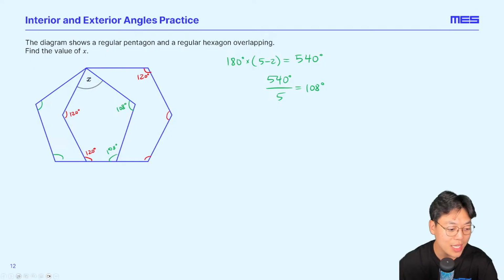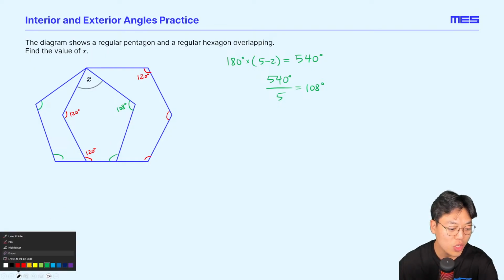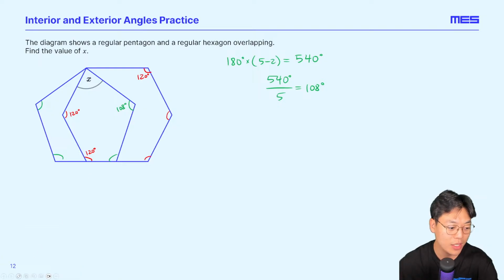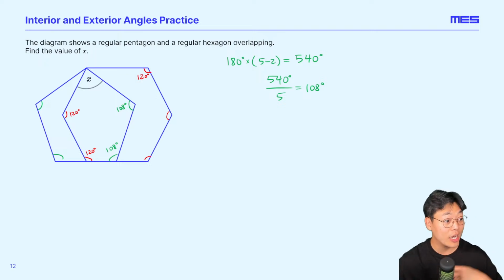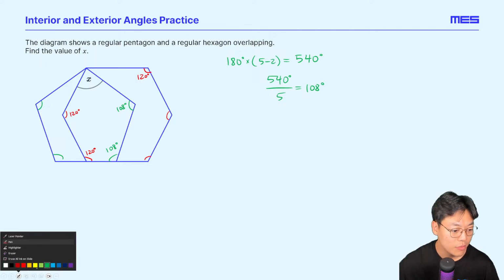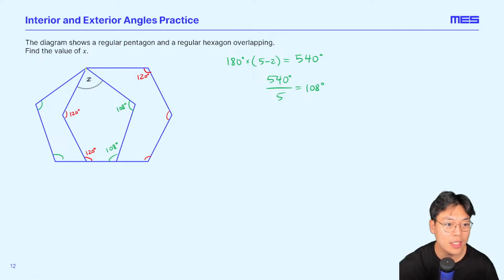Does anyone notice anything about this shape that's overlapping? What would you call this shape? Oops, I have to go back to pen. No highlighter. Pen. 108. Not a hexagon. Great. What else? If I were to outline this in yellow, what is this shape right here? How many sides does this shape have in yellow?